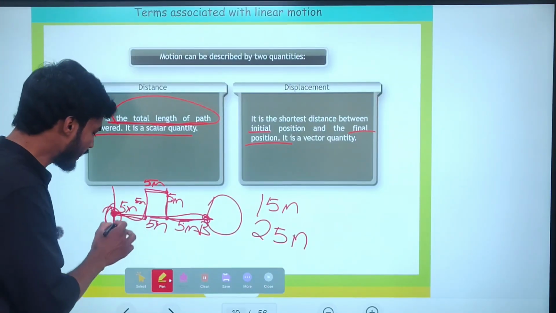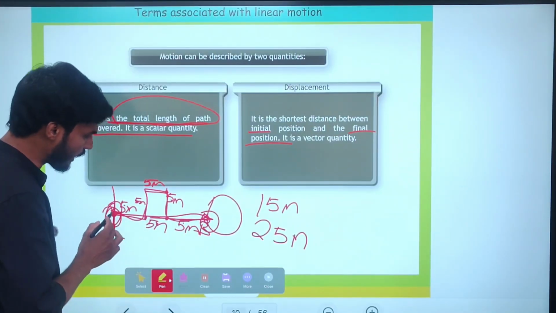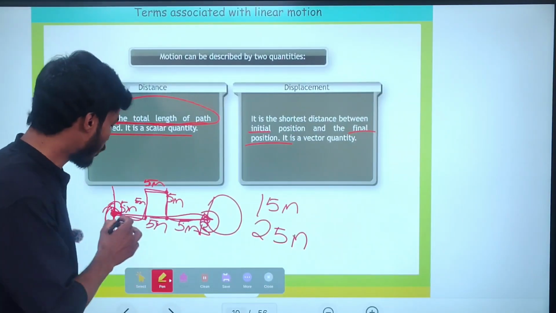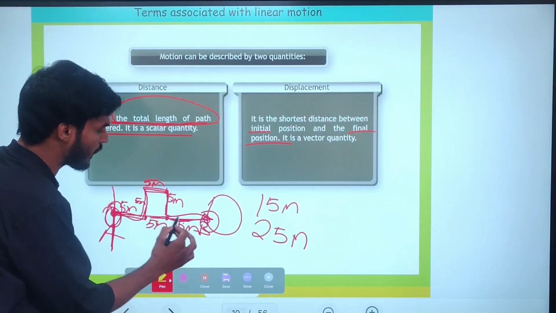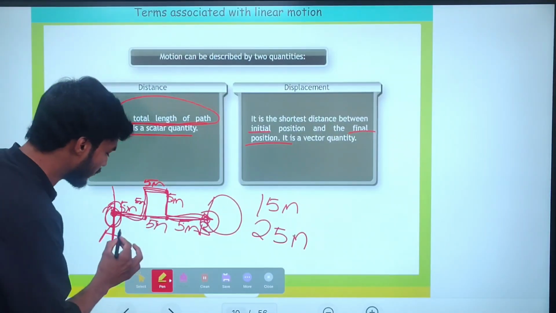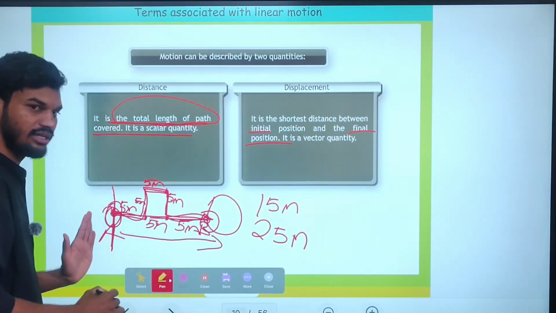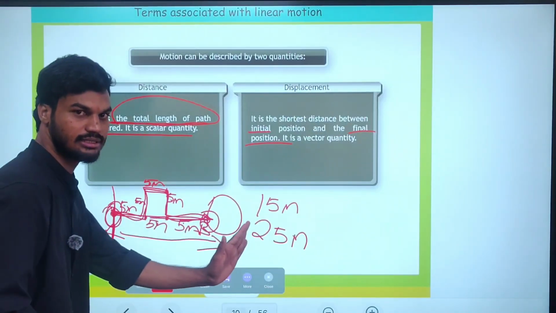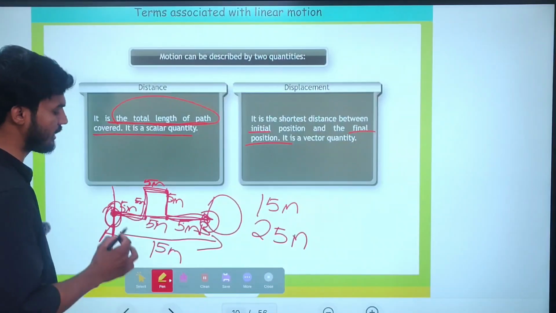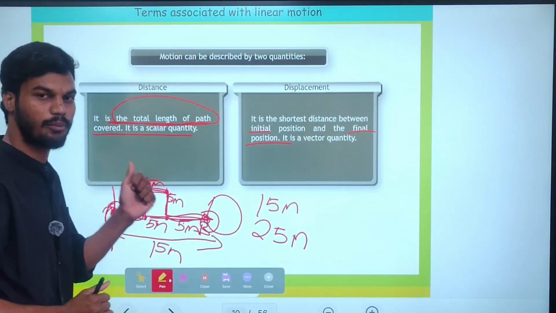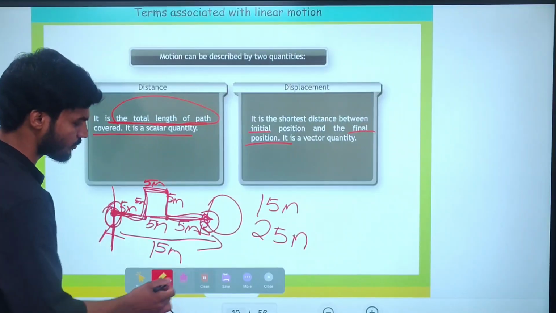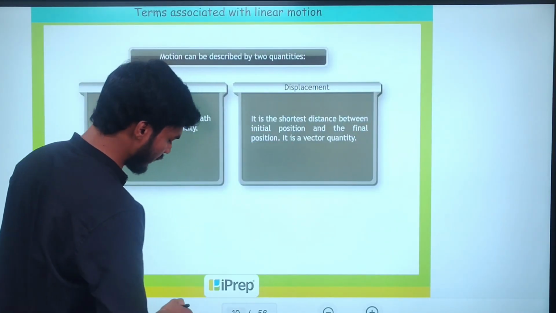Simply, the shortest length from point A to point B is known as displacement. And the total, actual length covered by an object is known as distance. So displacement has a proper direction. The boy moves from west to east direction, right, with 15 meters. In distance there is no proper direction, but it has magnitude. Clear? That is the difference between distance and displacement.